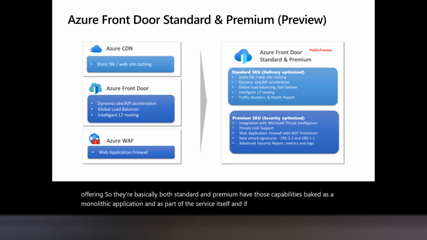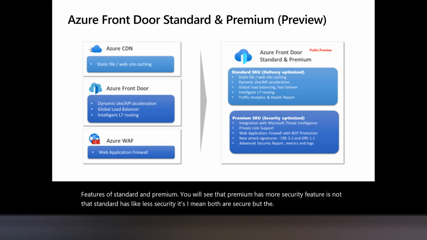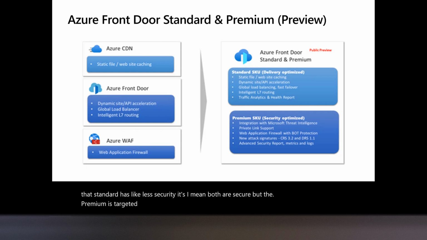And if you look at the features of Standard and Premium, you will see that Premium has more security features. It's not that Standard has less security. Both are secure, but Premium is targeted towards organizations which have certain compliance and security requirements they have to meet, where they can take advantage of the feature set that is available as part of the Premium SKU. So, any questions?